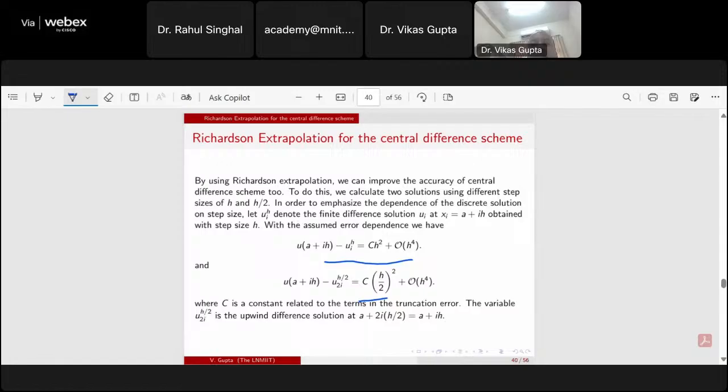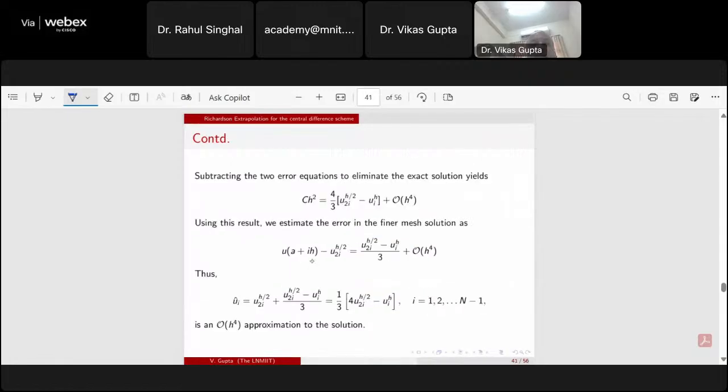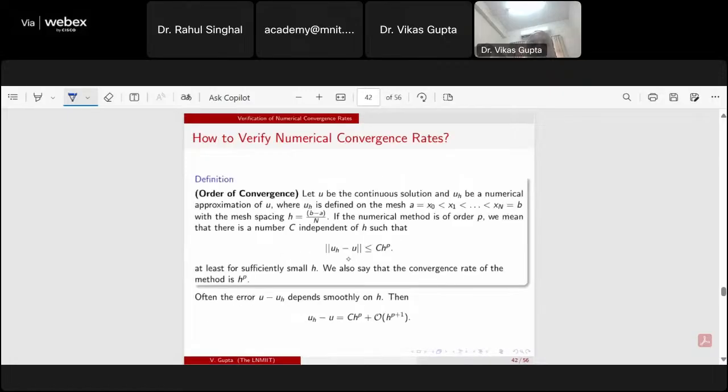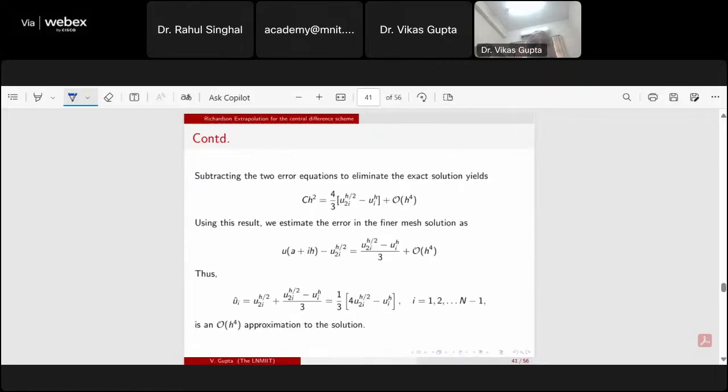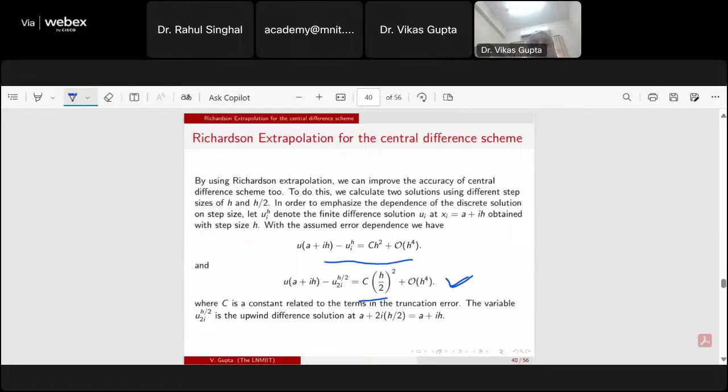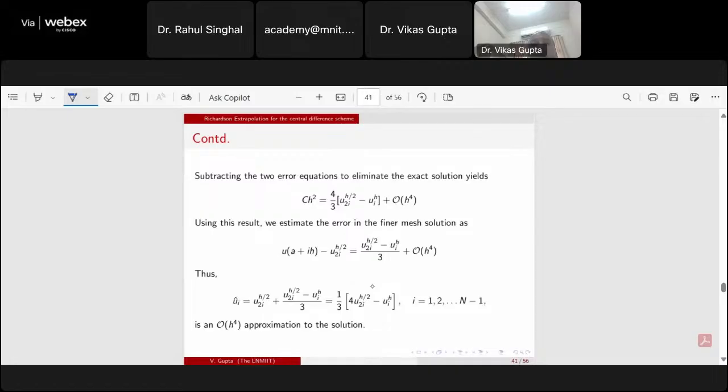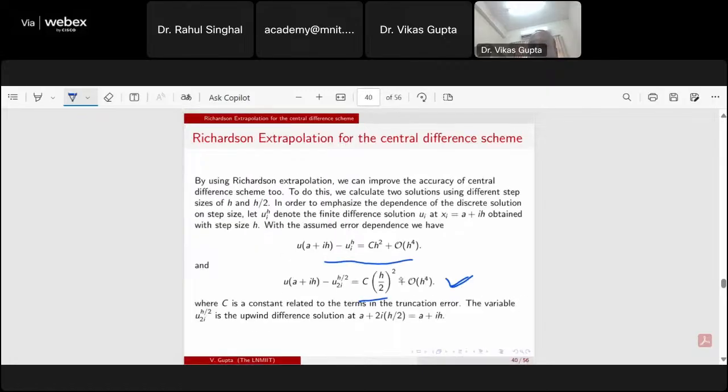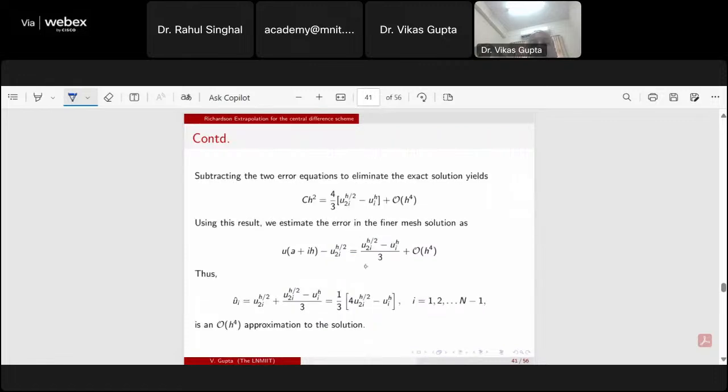So using this result in the second equation, we get u(a+ih) minus u_{2i}^{h/2} is equal to 1/4 into 4/3. So 1/4 will be cancelled out. So the Ch²/4 value will be u_{2i}^{h/2} minus u_i^h upon 3 plus order of h to the power 4.